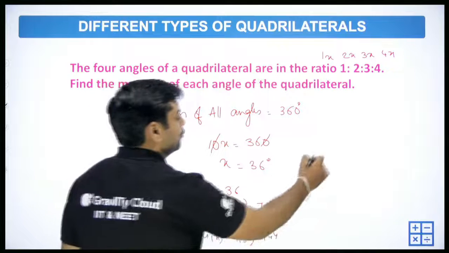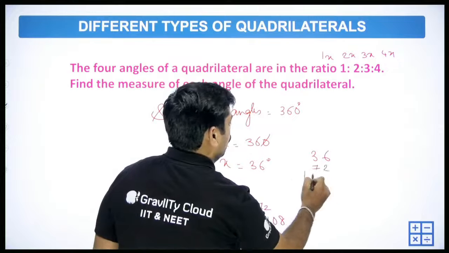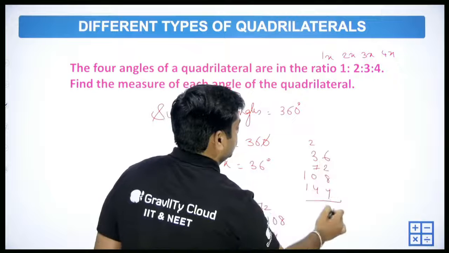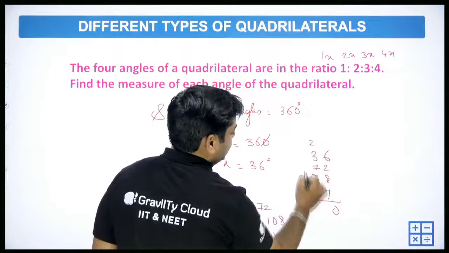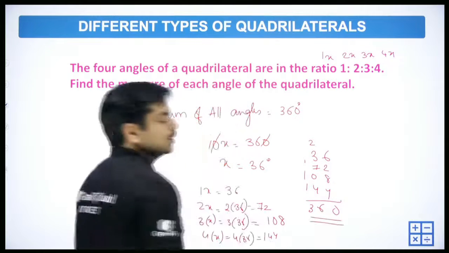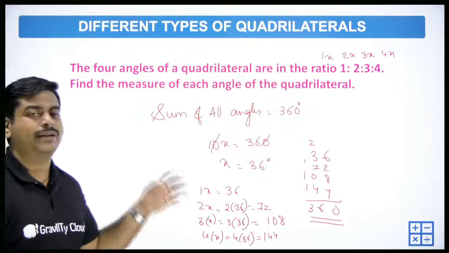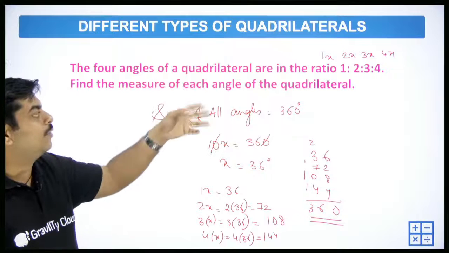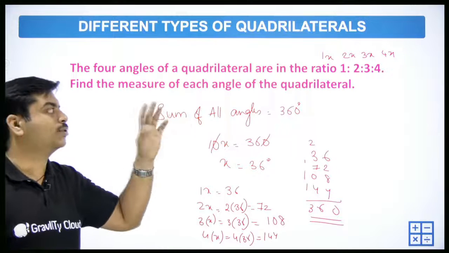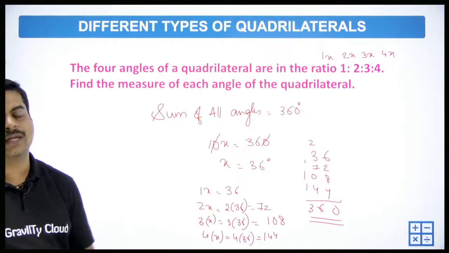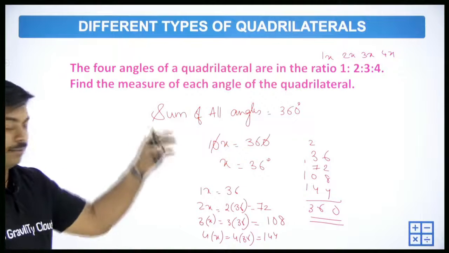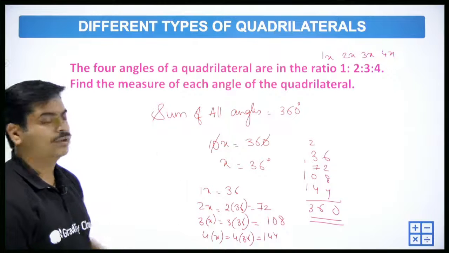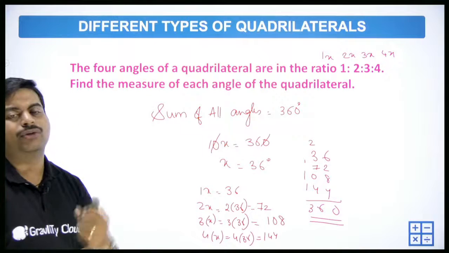Let us add all this: 36, 72, 108, 144. The sum is 360, right? So that is how we find the values of the angles when they are given in terms of ratios. Not only 1:2:3:4, not only x, 2x, 3x or 4x, we have a lot of other ratios also. So based on the given ratios, whatever they are, just add them, equate that to 360, find the value of x, and then you can get the remaining angles.